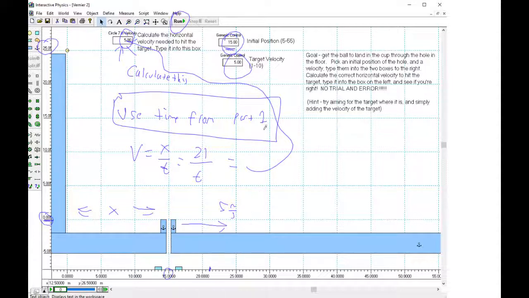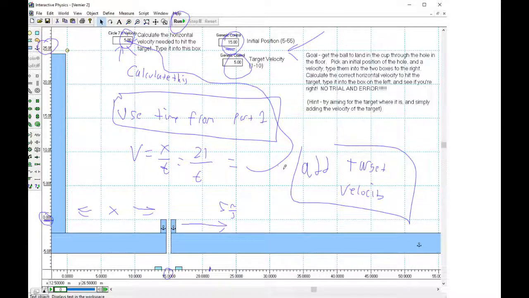So once you get that number, just simply add the target velocity. Add the target velocity and voila, it'll go in. It's kind of fun, huh? So shoot for where it is, exactly the way you did in part 1. Add the target velocity. This is the target velocity. That's one way to do it.